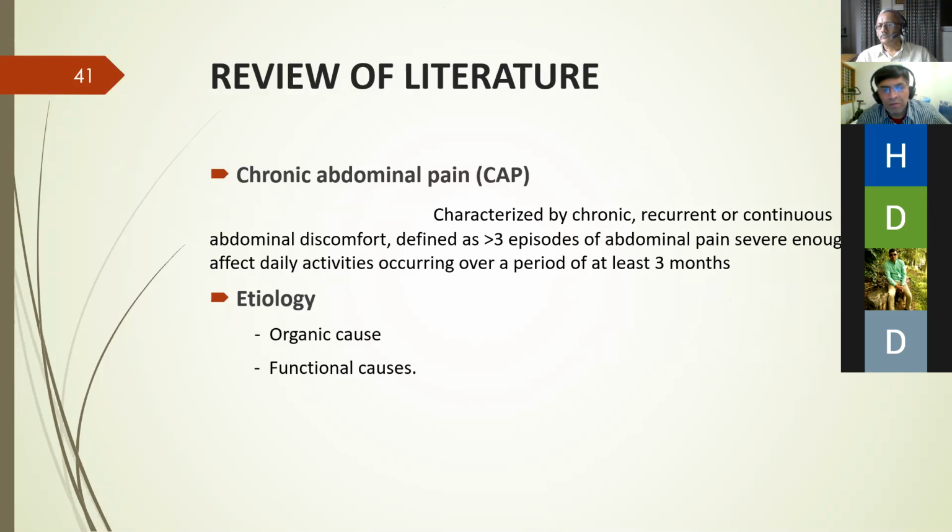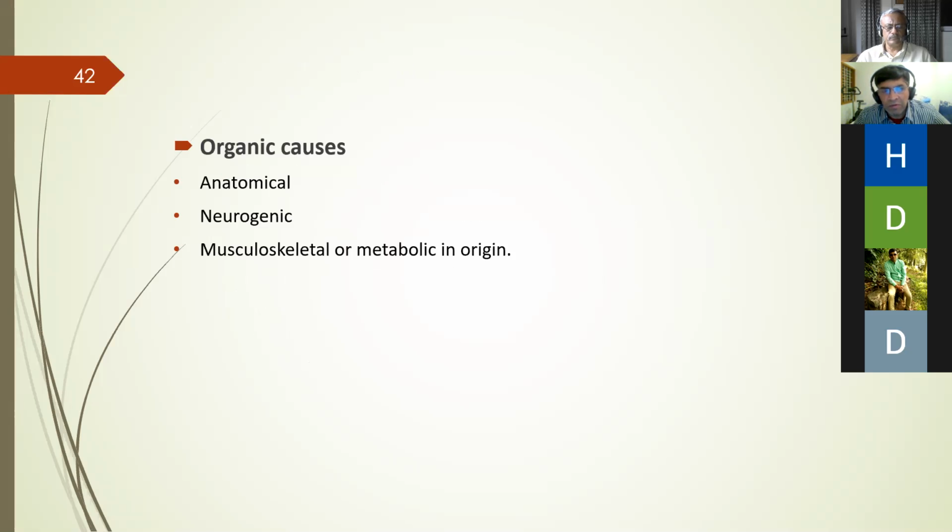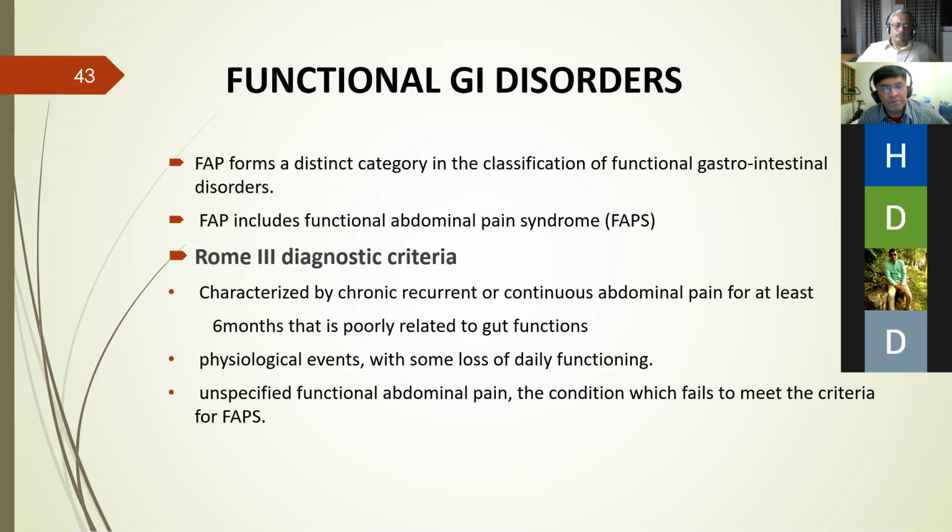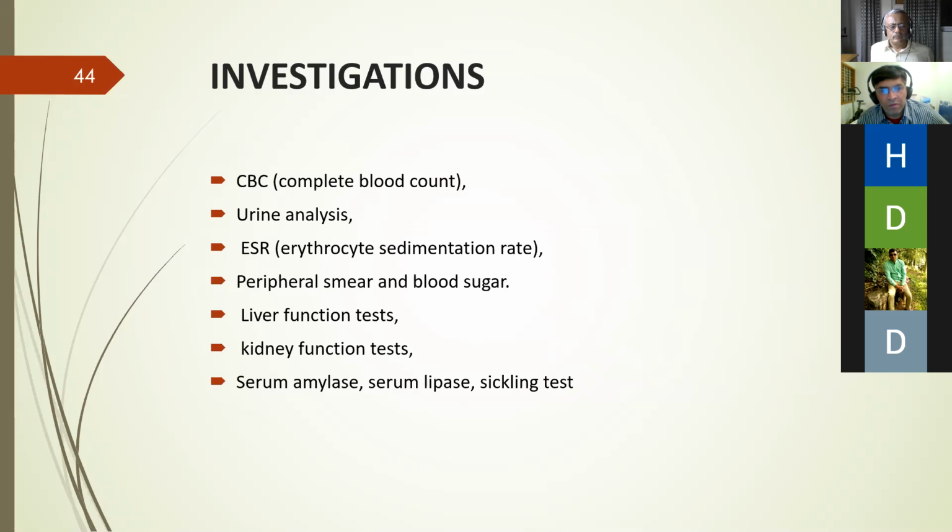We know that chronic abdominal pain is recurrent, affects the daily activities, and lasts over a period of at least 3 months. The etiology may be organic or functional causes. These are the organic causes, and the functional causes are non-structural, which can be diagnosed by Rome's diagnostic criteria. And these are the investigations we routinely do in a patient who comes with abdominal pain.